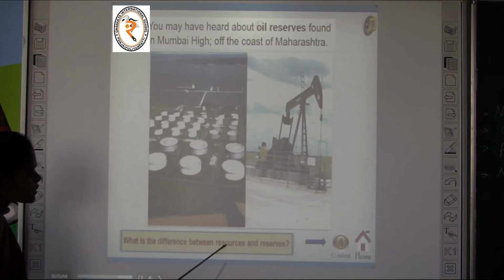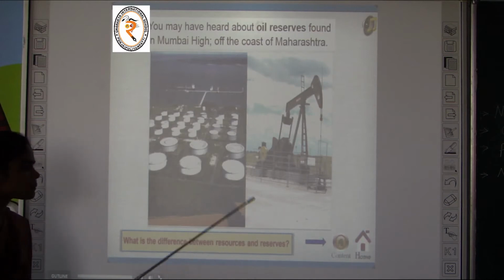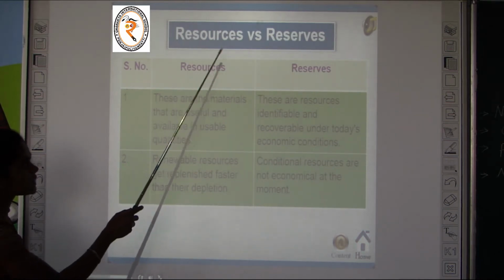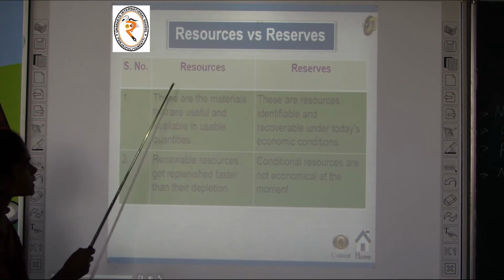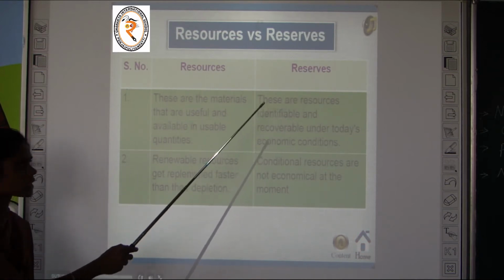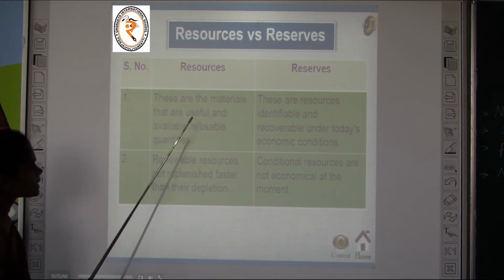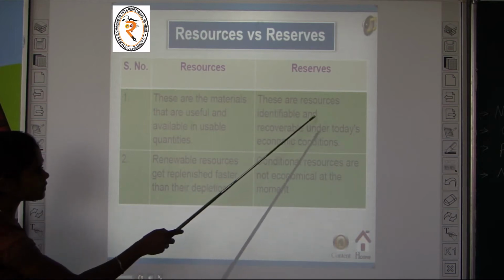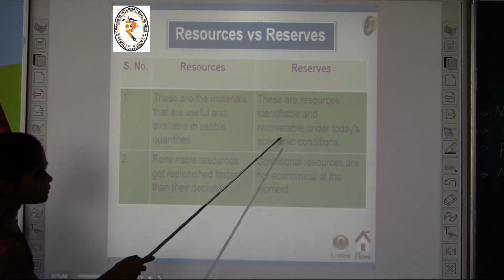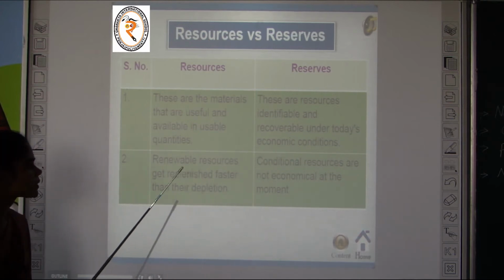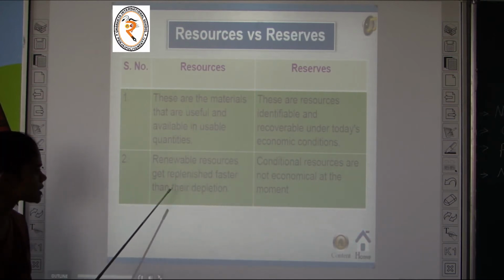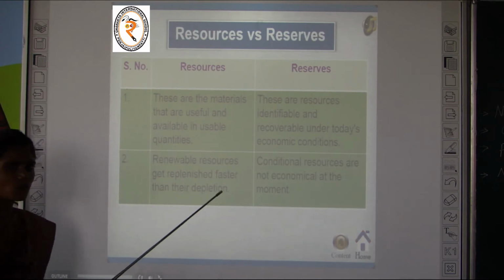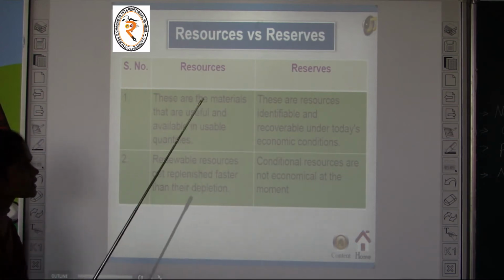What is the difference between resources and reserves? There are some differences between resources and reserves. See the difference: the first column is resources and the second column is reserves. Resources are the materials that are useful and available in usable quantities. Reserves are identifiable and recoverable under today's economic conditions. Renewable sources get replenished faster than their depletion. Conditional resources are not economical at the moment. So these are the differences between resources and reserves.